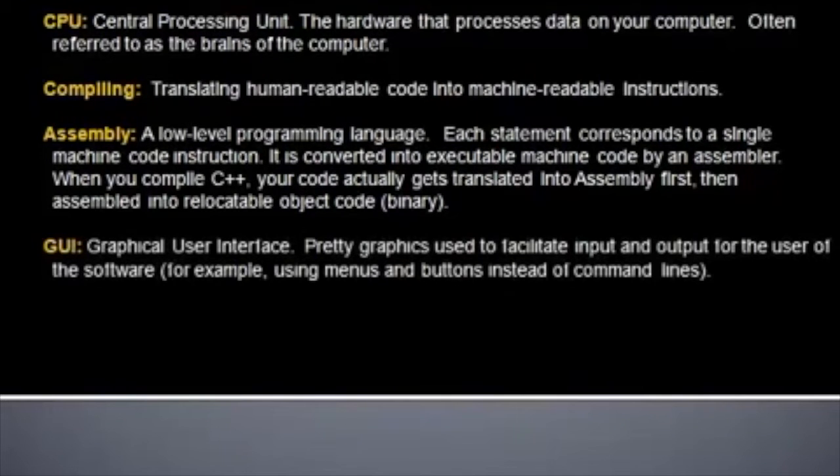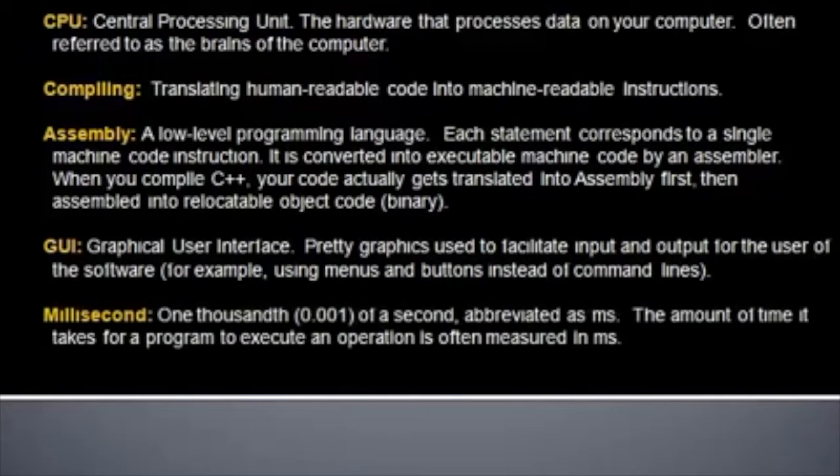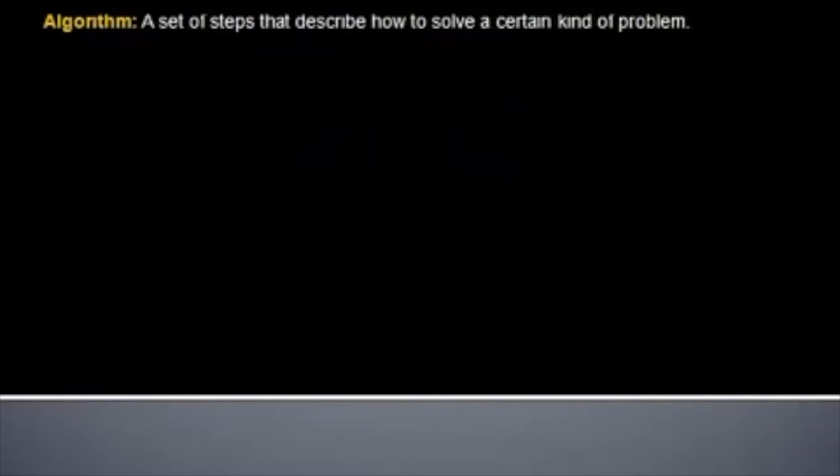GUI, Graphical User Interface. Pretty graphics used to facilitate input and output for the user of the software, for example using menus and buttons instead of command lines. Millisecond, 1/1000th of a second, abbreviated as ms. The amount of time it takes for a program to execute an operation is often measured in milliseconds. Algorithm, a set of steps that describe how to solve a certain kind of problem.